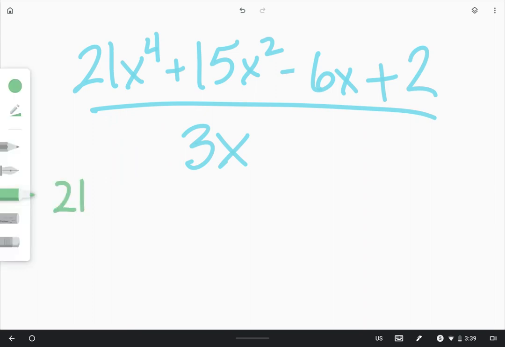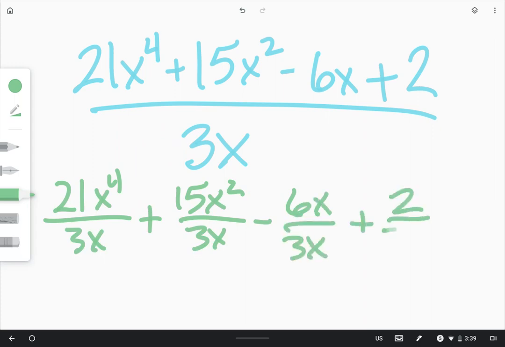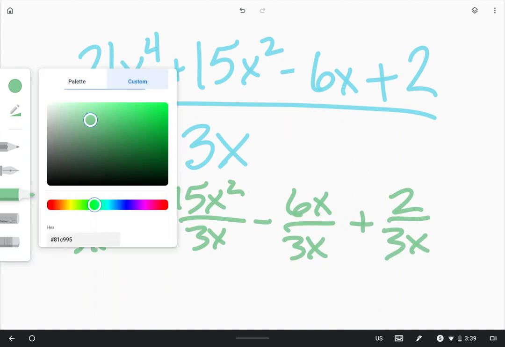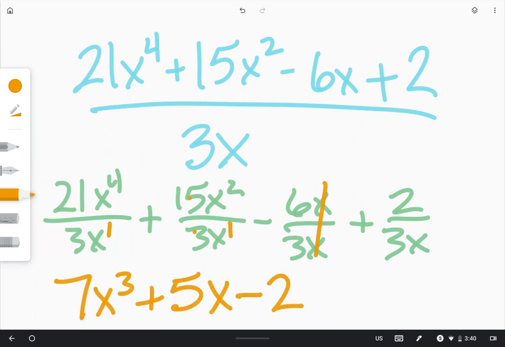It's going to be 21x to the fourth over 3x plus 15x squared over 3x. Notice each one is getting its own 3x, plus 6x over 3x, plus 2 over 3x. So we're going to work through each one of these individually. And let's get some orange in here. Okay. 21 divided by 3 is 7. 4 minus 1 is 3. 15 divided by 3 is 5. 2 minus 1 is 1x. 6 divided by 3 is 2, and the x's cancel out.